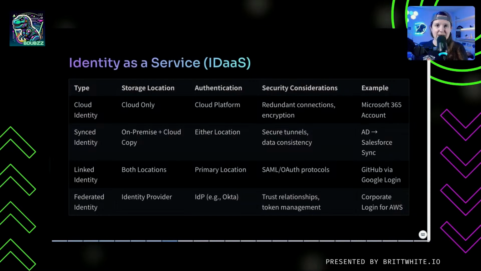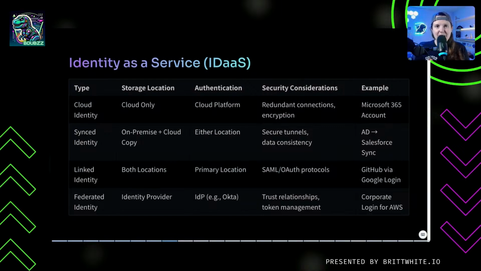With synced identity, security gets a bit trickier. You need to establish secure channels for synchronization through encrypted tunnels between your on-prem systems and the cloud. Plus, you've got to carefully manage duplicate data to prevent inconsistencies. For linked identity, federation protocols take center stage. This requires robust SAML or OAuth implementations. And don't forget about continuous monitoring of those linked accounts, as a single compromised link can compromise multiple systems.